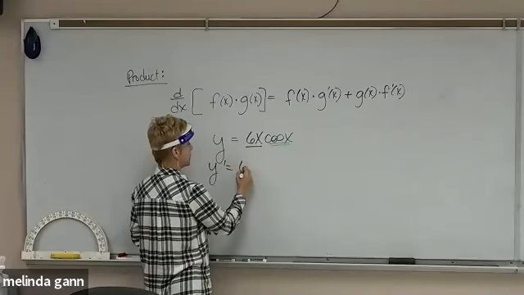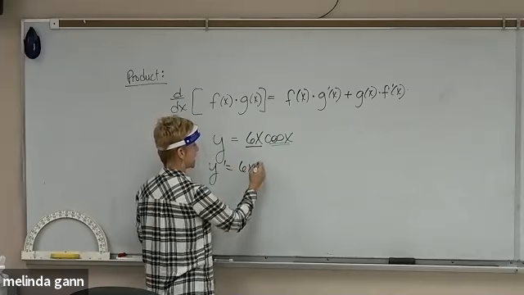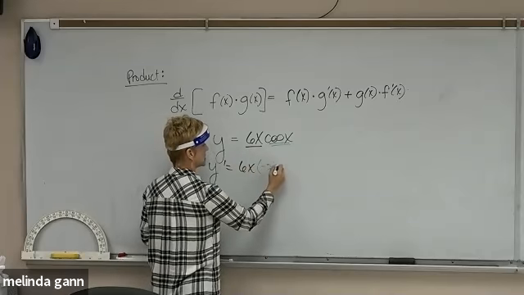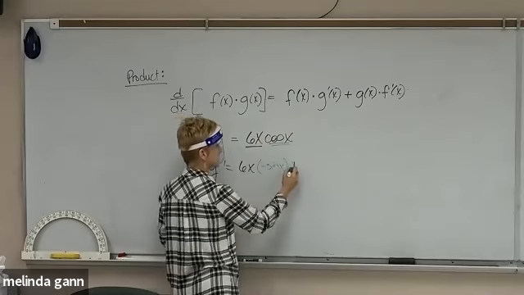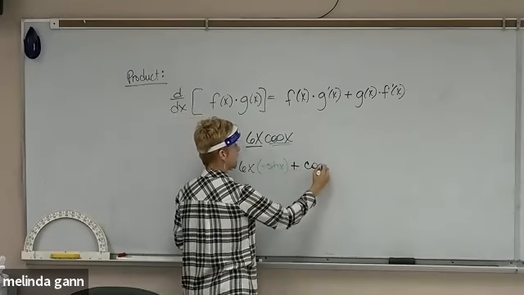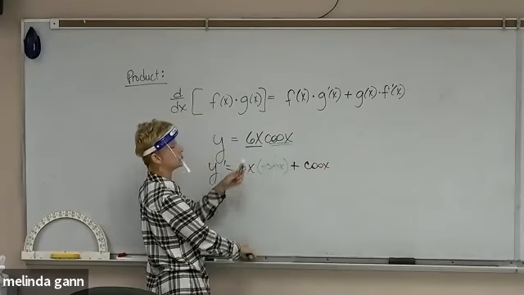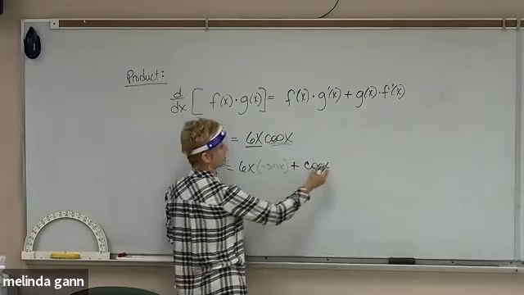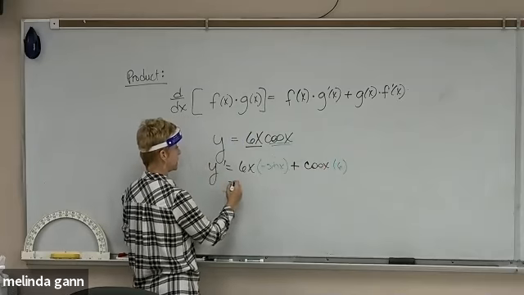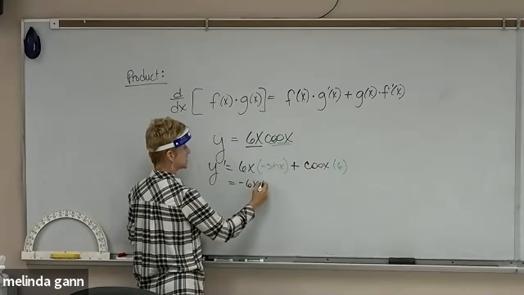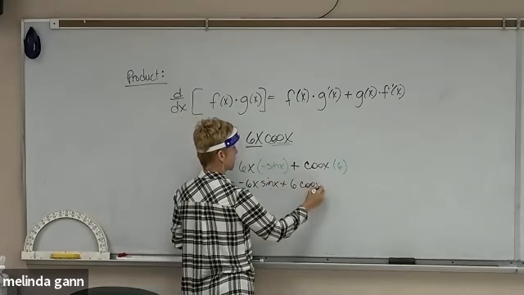So I have the first, and then I need the derivative of the second. So what's the derivative of cosine x? Negative sine x. And then it says plus, and I copy down the second, cosine x, and then I need the derivative of the first. So what's the derivative of 6x? 6. So my derivative ends up being a negative 6x sine of x plus 6 what? Cosine of x.